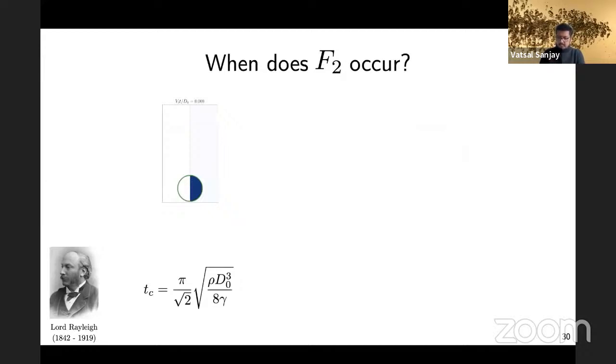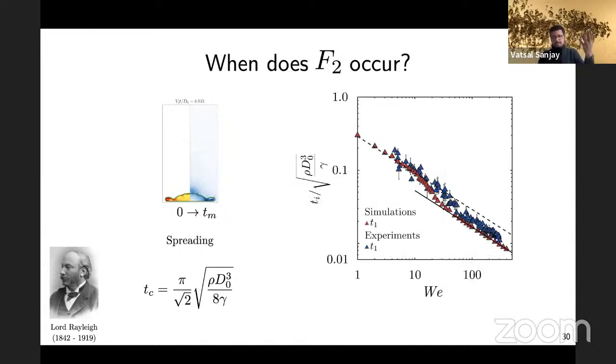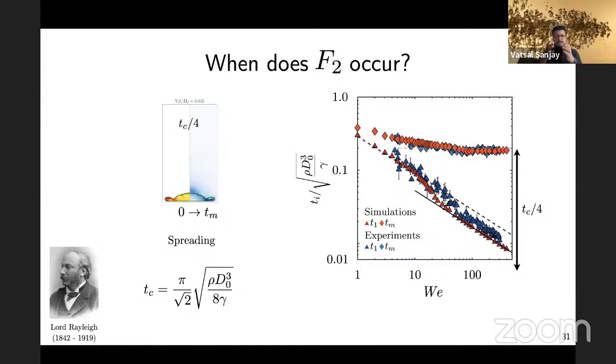So if we look at this process, once we have this drop impact, the drop impacts and spreads, and we can think of this impact and spreading as 1/4 of the drop oscillation cycle. So that's the impact and spreading part, which you see over here. And in fact, if we plot Tm, which is the time at which the drop reaches its maximum spreading diameter, it indeed saturates when we compensate it with this inertio-capillary time scale. And in fact, it goes to Tc/4, where Tc is the total time cycle of drop oscillation, and Tc/4 is essentially 1/4 of that cycle.